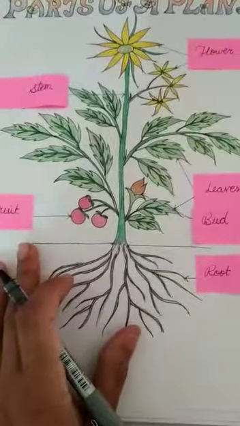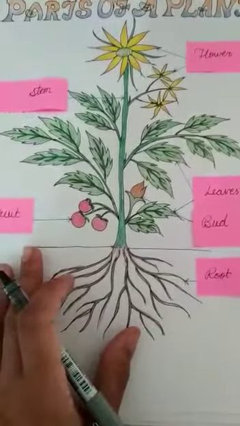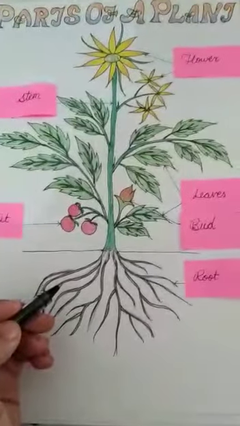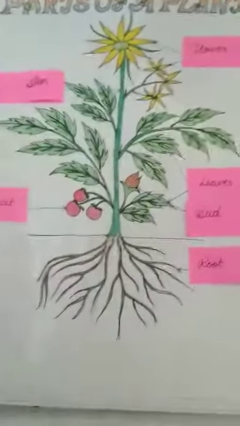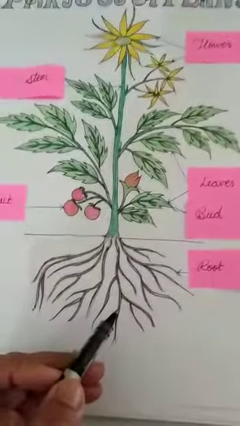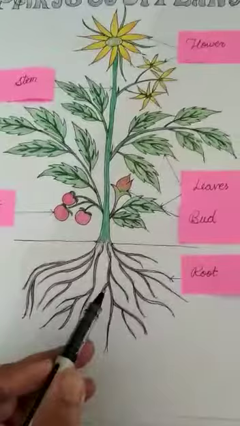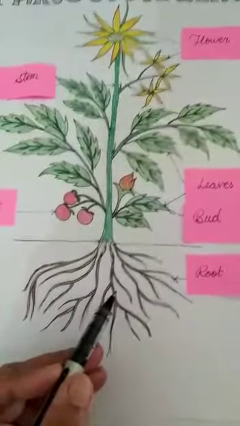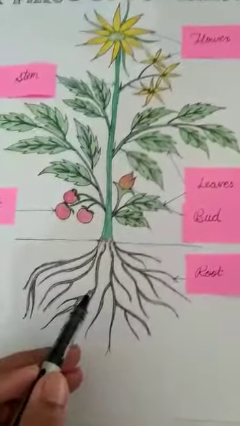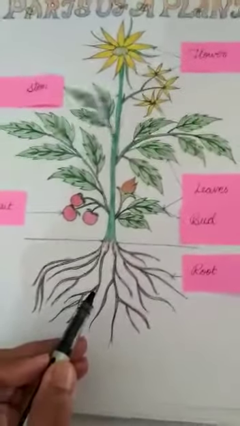This was all about the different parts of a plant and the functions performed by them. Now once more I am going to explain these. The very first part is root. These hold the plant firmly into the soil. These absorb nutrients and water from the soil, and in some cases these also perform the function of storage of food, like in radish and carrot.